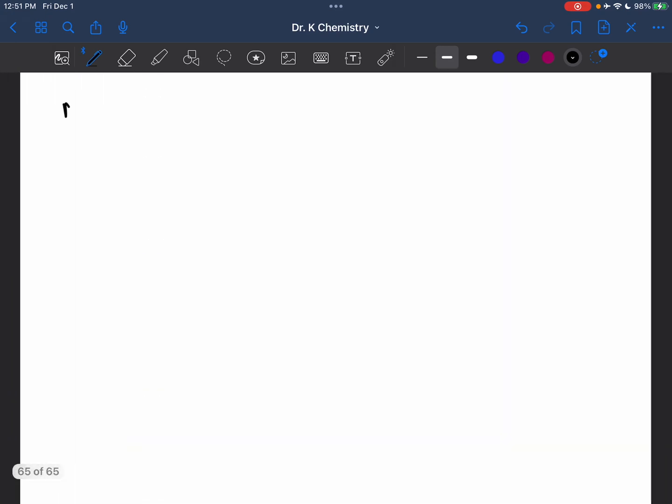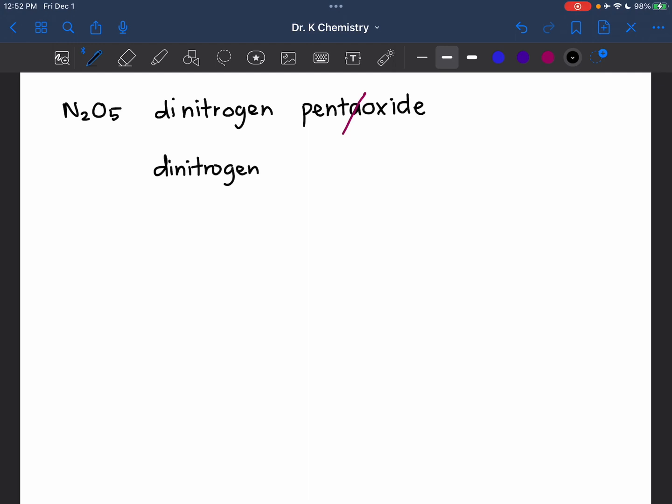Let's try one more. Okay. So the first element is nitrogen. But keep in mind the subscript tells us that there are two of them in the formula, so I'm going to use the prefix di, and that becomes dinitrogen. And then the second element is oxide, but there are 5 of them, so I would use the prefix penta and the ending oxide. And here's where you have to remember that when two vowels appear together, we drop that first vowel, so this will just become pentoxide. So the name of this one would be dinitrogen pentoxide.